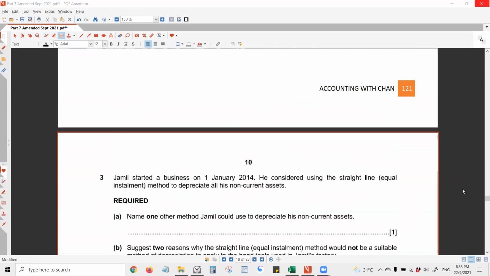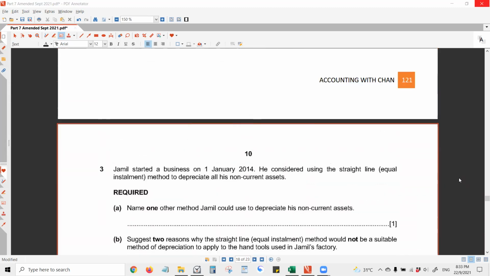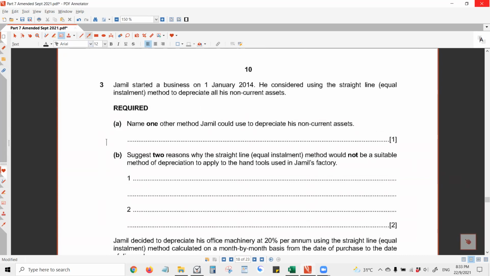Come to page number 122, question 3B. Suggest two reasons why the straight line method, in bracket, they wrote the synonym, would not be a suitable method of depreciation to apply to the hand tools used in Jamil's factory. Hand tools here means the same as those tools. So basically the answers to be written here are the same as the one that you wrote just now earlier.